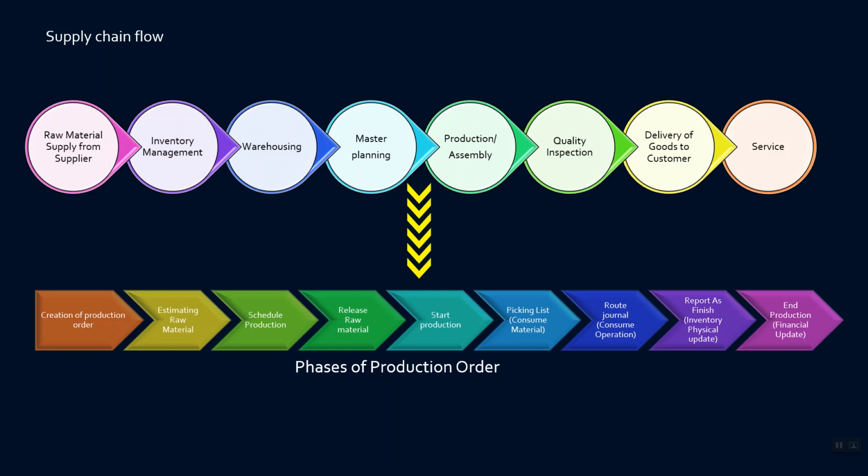Then whatever requirement is there of your client, you book the sales orders, and then you run the master planning, and your master plan engine suggests whether you have sufficient inventory to suffice the requirement or you need to produce. So here comes the production order.